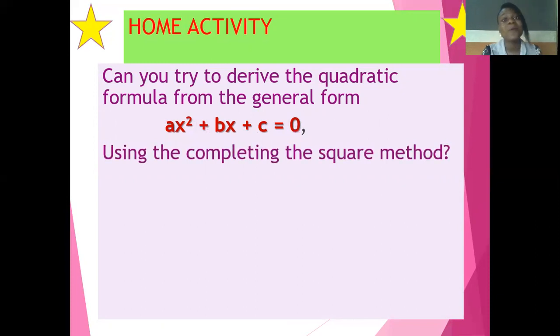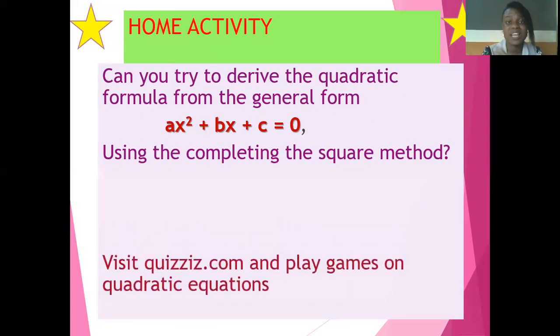Okay? So you use the completing the square method, but you're not dealing with values now. You're dealing with a, b, c as it is. So ax squared plus bx plus c equals 0. Try deriving the quadratic formula and see if you can get it using the completing the square method. It will be fun if you try. So if you're able to get it, let me know in the comment section, give me feedback whether you're able to get it or not.